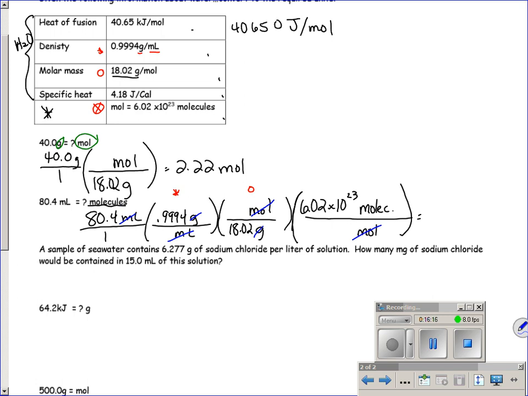So now in your calculator, 80.4 times 0.9994 times 6.02 times 10 to the 23rd divided by 18.02. And we are getting 2.8 times 10 to the 23rd. Actually, let's check significant digits. We need 3 significant digits, so 2.80. Listen, if you did not get that in your calculator, you need to see me about how to use your calculator appropriately when you have a number that is written in scientific notation like that.